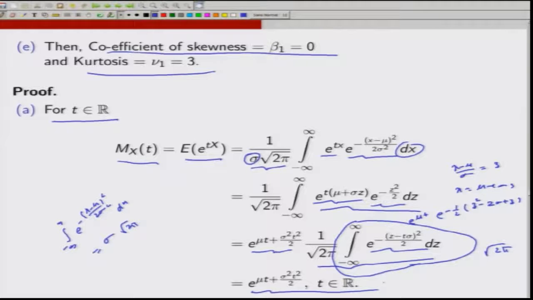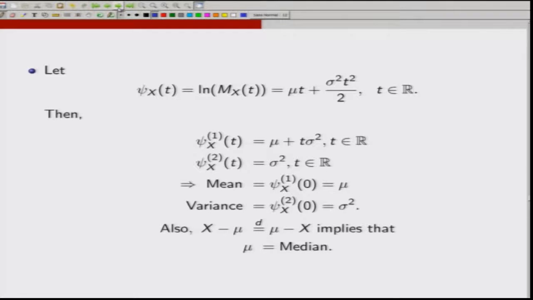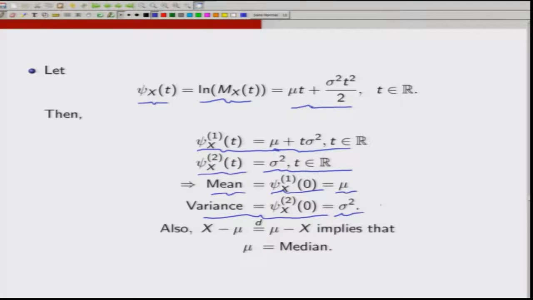So once I have a moment generating function, I can do many things with it. So let us try to find out the moments. So psi_X(t), which is log of M_X(t), is mu t plus sigma square t square by 2. So let's take the first derivative, psi_X'(t), which is mu plus t sigma square. Psi_X''(t) is nothing but sigma square. So the mean, which is nothing but psi_X'(0), is mu. Variance, psi_X''(0), is sigma square. So as I said before, mu and sigma square are nothing but the mean and variance of the distribution. Also, X minus mu has the same distribution as mu minus X, which implies that mu is also the median. So the parameter mu is the median as well as the mean of the distribution, and sigma square is the variance of the distribution.